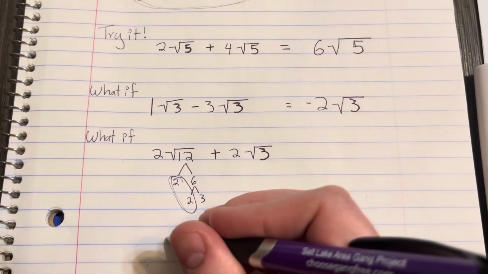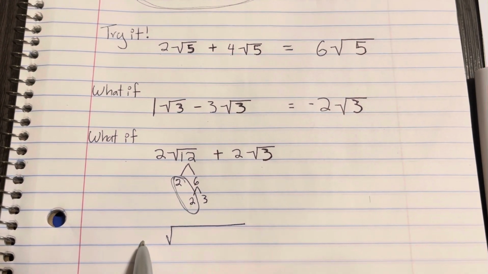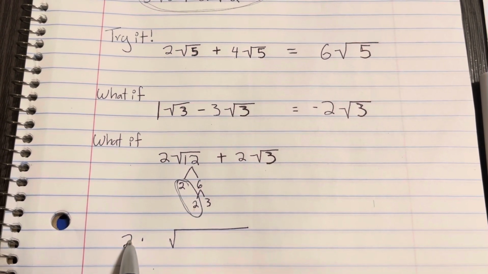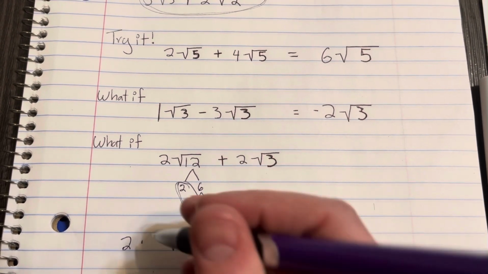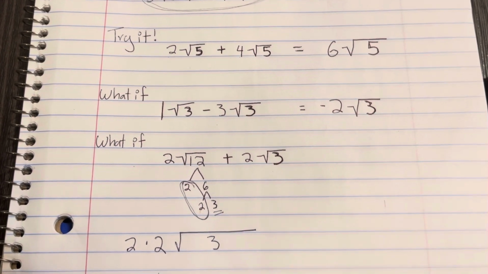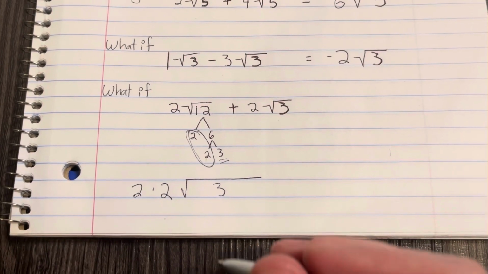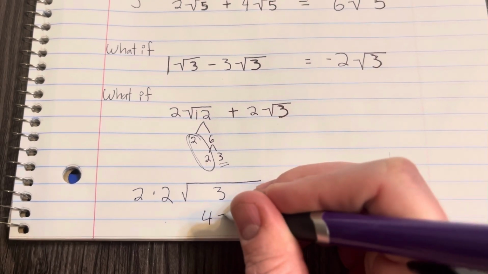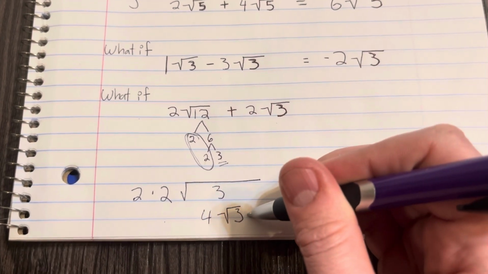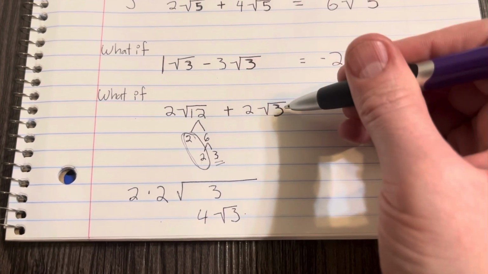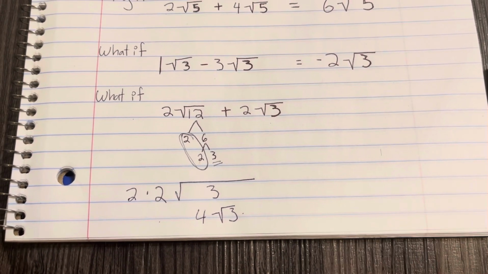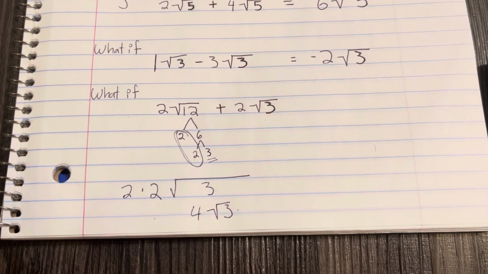So when I rewrite this, on the outside, I have 2, because there was already one here. And I'm going to pull out another 2. And what's left over inside the square root is a 3. So I have 4 square roots of 3. Oh, wait a minute. If this is a square root of 3 and this is a square root of 3, they are like terms. I just had to simplify before I could figure that out.